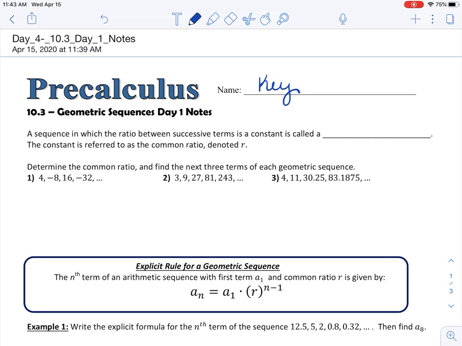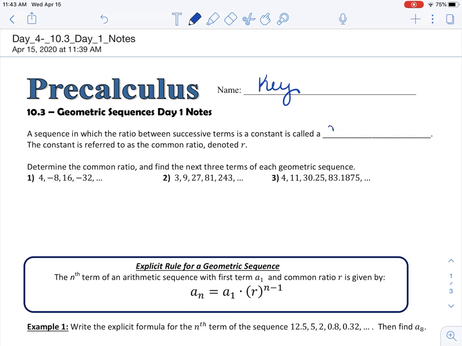Also, arithmetic is when there is a common difference. So to get the next term, you would add 6, add 6, add 6, or subtract 4, subtract 4, subtract 4, right? So what we're talking about today is geometric sequences. A geometric sequence is a sequence in which the ratio between successive terms is a constant, okay?